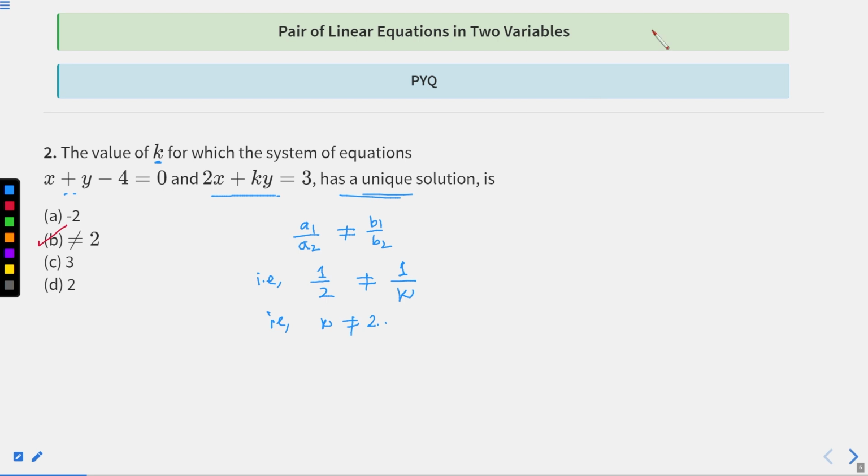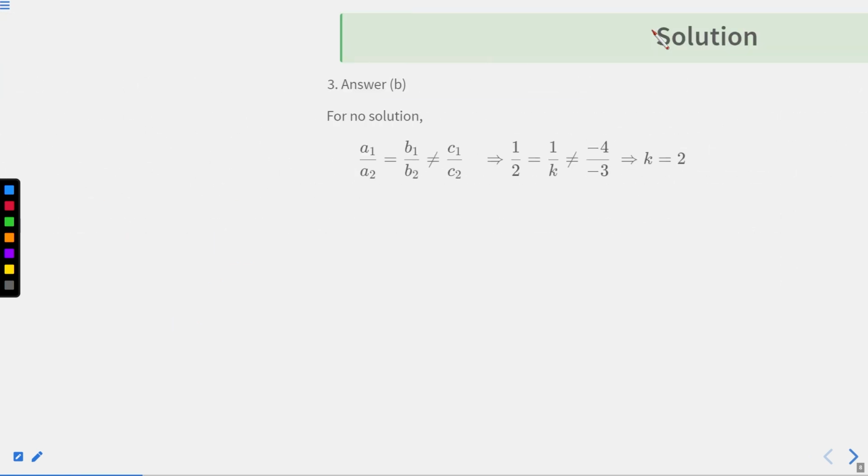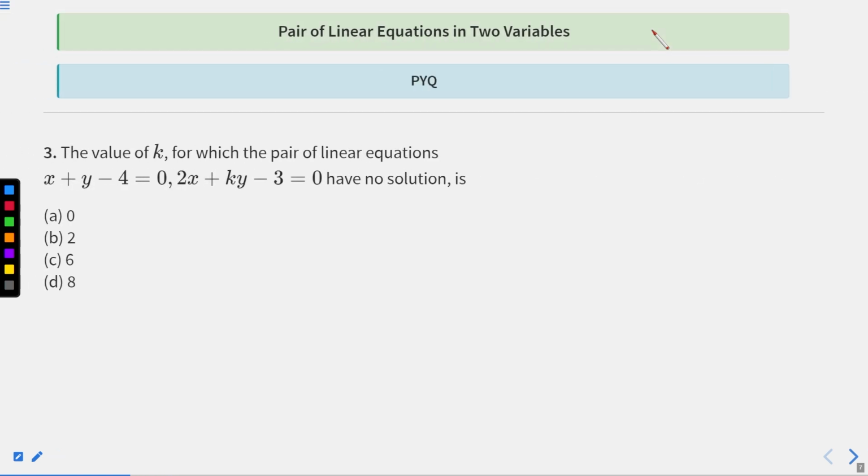Now let us move to question number 3. In question number 3, we also find the value of k for which the pair of linear equations x plus y minus 4 equal to 0 and 2x plus ky minus 3 equal to 0 have no solution. So students, what do we know about when a pair of linear equations has no solution?